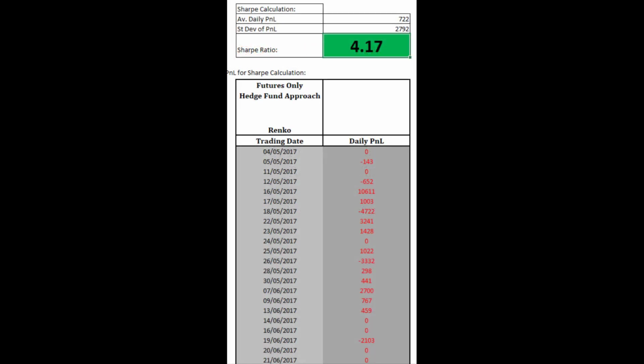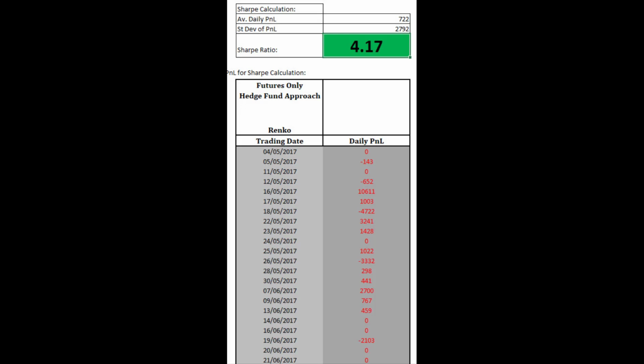So here it is in a spreadsheet. Take your eyes down to the bottom part where we've got the historical P&L, daily profit and loss. You can see the numbers there in red, and all I've done is gone up to the top and created the average daily P&L, which is 722 there, and then worked out the standard deviation of the P&L using a simple formula in Excel. Gives us 2792. Then remember, it's multiplying by the square root, and in this instance I've used 260 because that's 260 trading days in the year, and that's given us a Sharpe ratio of 4.17.